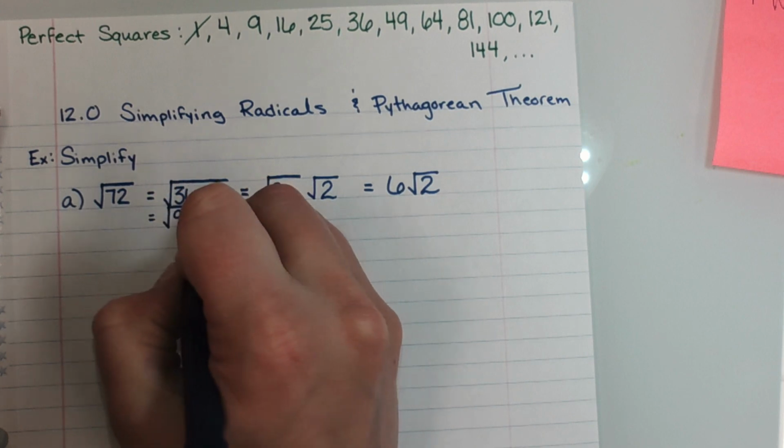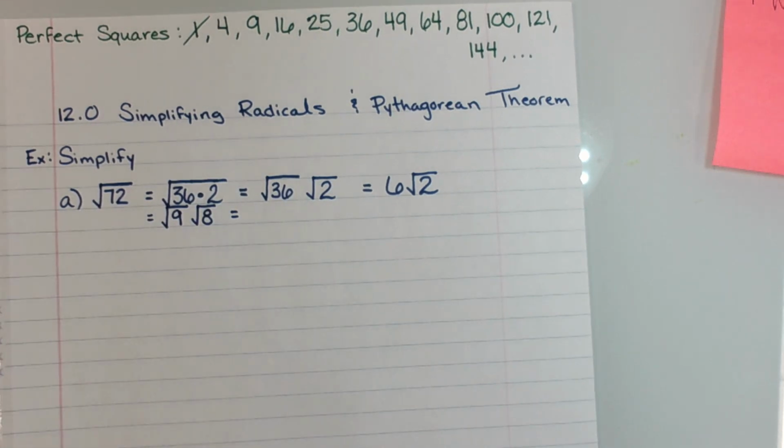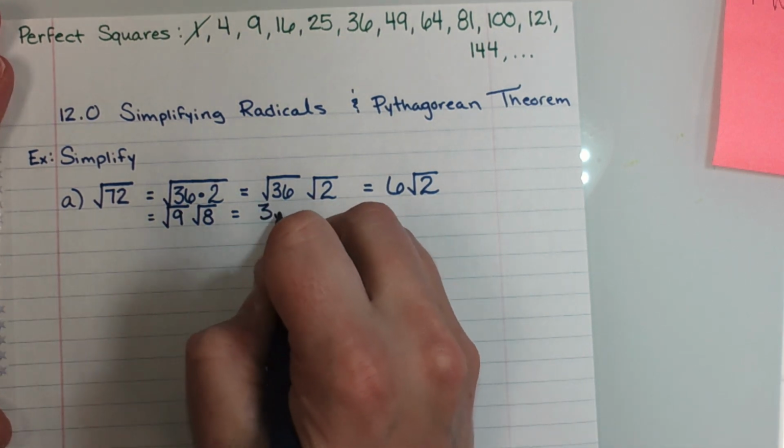If you had recognized it as 9 and 8 getting multiplied together, you can do it that way. You're just going to have to do a little bit more work. Square root of 9 is 3. I get 3 square roots of 8.